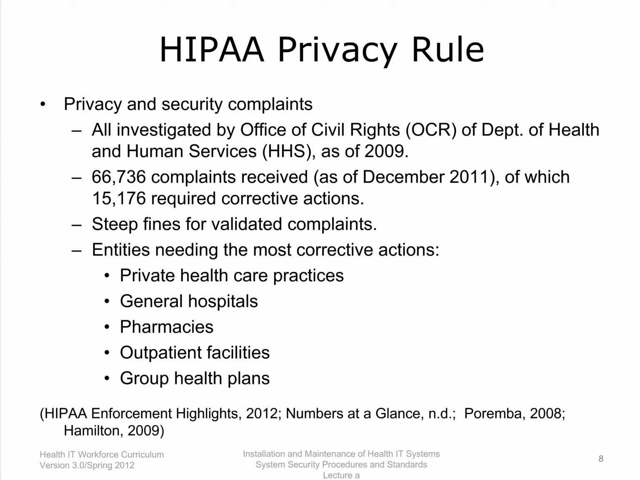Slide 8. The Office for Civil Rights is responsible for investigating all complaints associated with HIPAA security and privacy. However, only in 2009 did OCR assume responsibility for administering and responding to HIPAA security complaints. Since 2003, HHS, Health and Human Services, has received over 66,000 HIPAA privacy complaints, of which over 15,000, after investigation, required changes in privacy practices and other corrective actions by the covered entities.